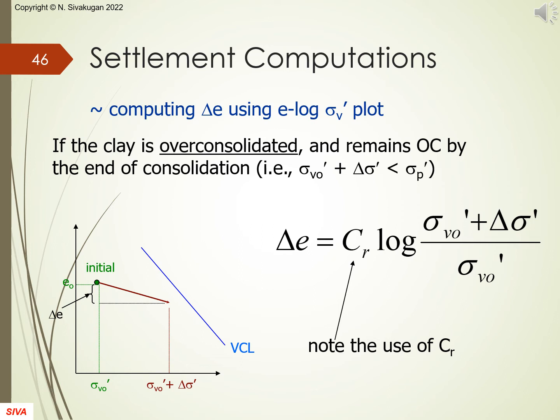In scenario 2, we are considering an over-consolidated clay, which remains over-consolidated at the end of consolidation. That is, the clay has not hit the VCL yet and hence sigma v0 dash plus delta sigma dash is less than sigma P dash. Here, the equation for delta e is almost the same as the previous one, but we replace Cc by Cr.